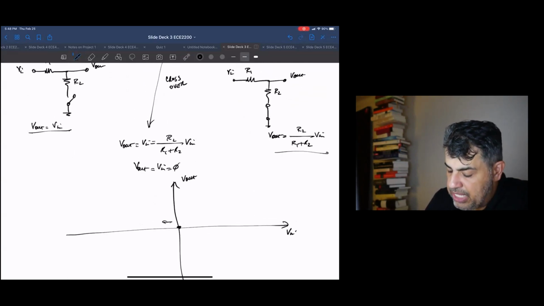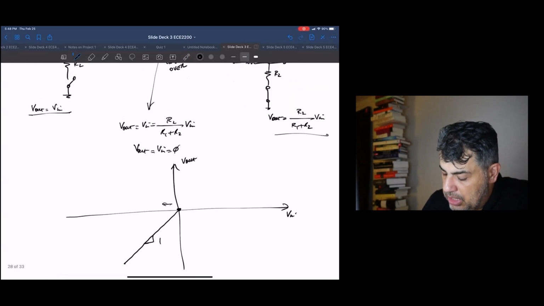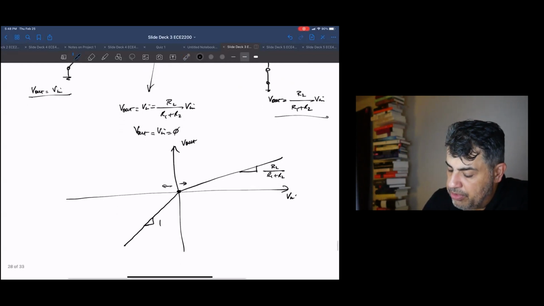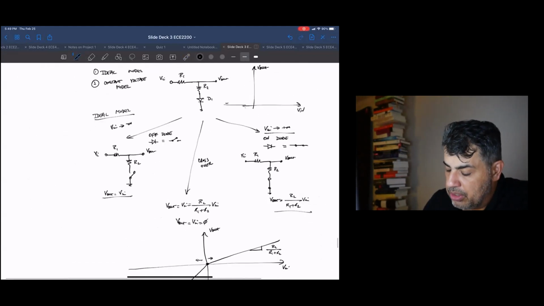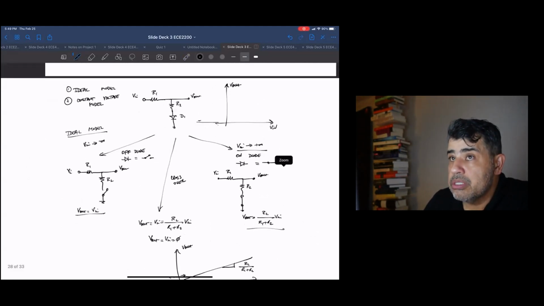Anything negative, V out would be equal to Vn. So we'd have a curve with a slope of 1 on this side. Anything higher than this point, V out would be R2 over R1 plus R2 Vn. So it would have another slope, and that slope would be R2 over R1 plus R2. So this is very much like the problems we were solving last Thursday. Any questions about this?